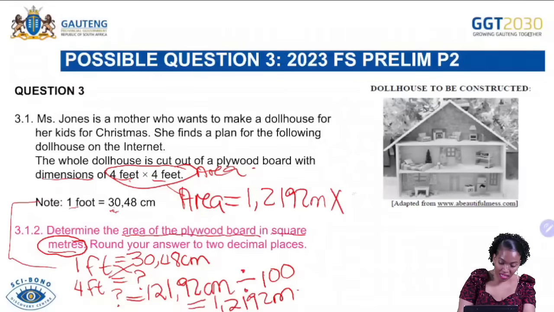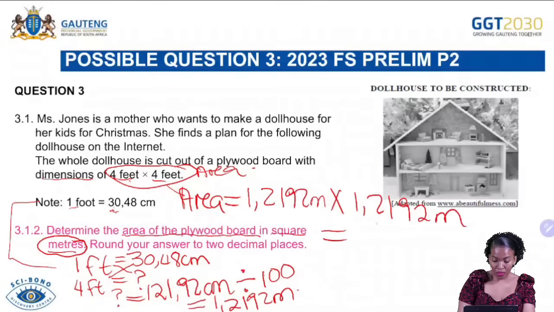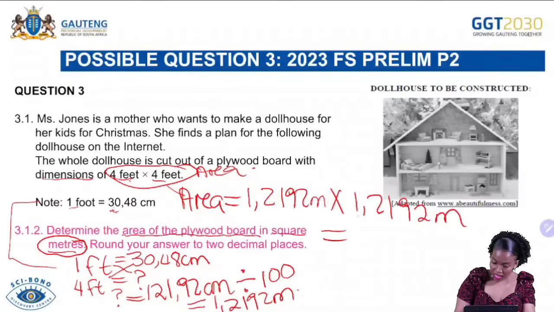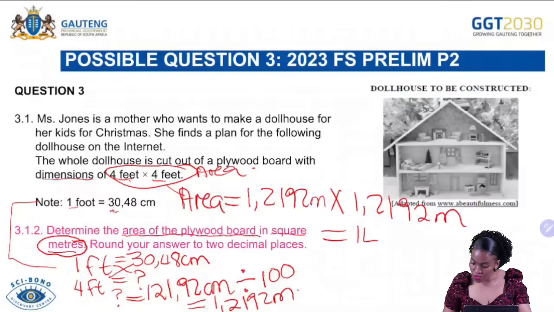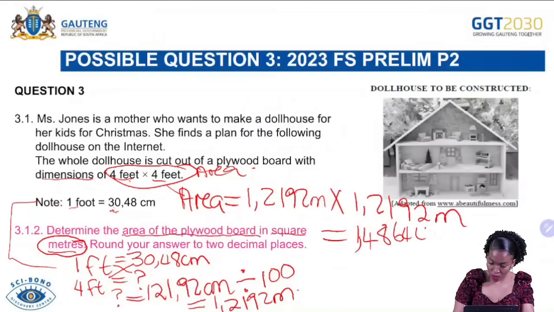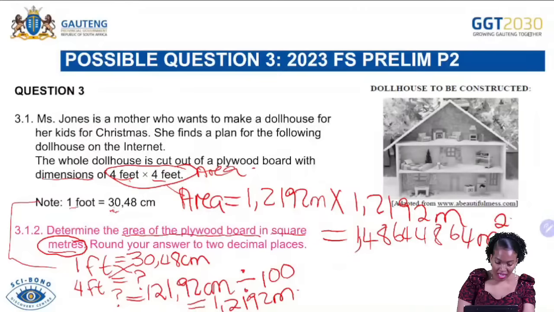1.2192 meters multiplied by 1.2192 meters. And then you take out your calculator, and then I'm getting the answer of, no, I think I made a mistake there. It's 1.2192 multiplied by 1.2192. And then the answer that I'm getting there is 1.4864, 1.4864 meter squared. What was the question? The answer must be given to 2 decimal places.